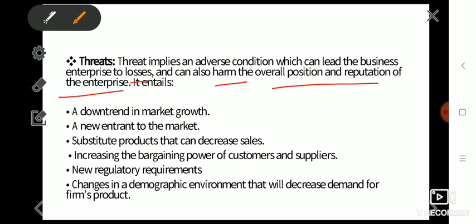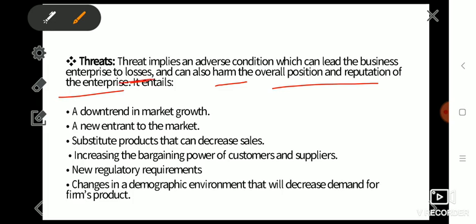By this itself we can understand that threat is harmful to an organization. It is a disadvantage to the organization. They are not providing any benefits to an organization. Instead they are affecting the reputation and also the position. Everything is getting affected through threats. Threat implies an adverse condition which can lead the business enterprise to losses.